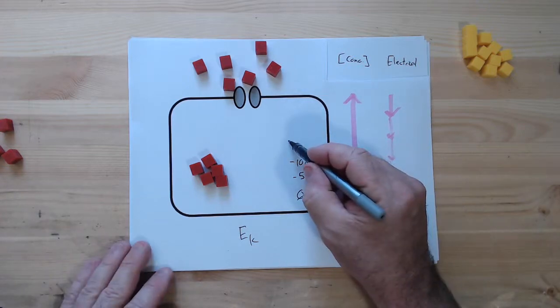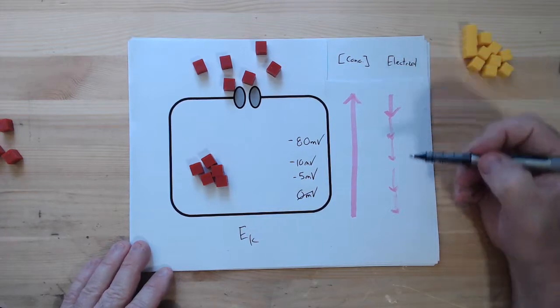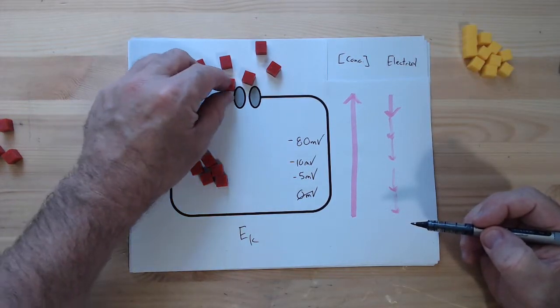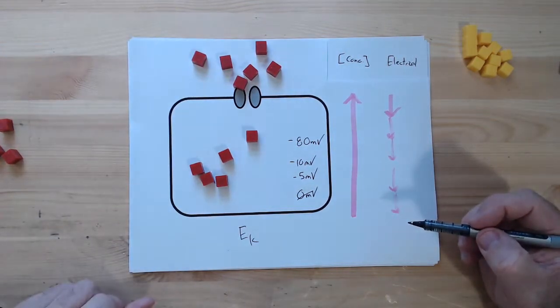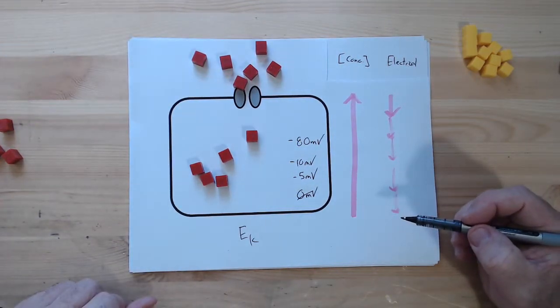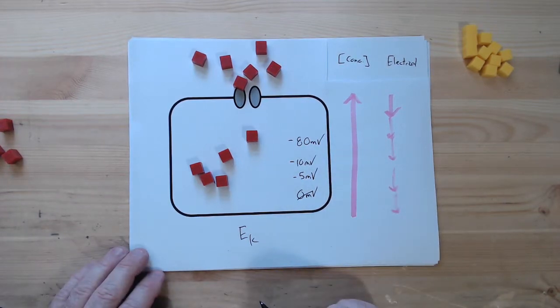Again, it would make the cell be negative. It might be something like minus 80 millivolts is a typical value. But at this point, these two forces are balanced. Again, potassium can come in, but it's just as likely that potassium will leave. There is no net movement. And ions, again, have moved to the point where they're going to get to this equilibrium potential.